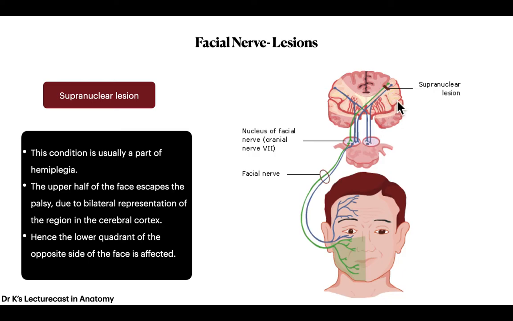So even if this side goes off, this side of the representation or projection will save the upper half of the face. So whenever there is a supranuclear lesion, if it is in the right side, it affects the opposite lower half of the face.